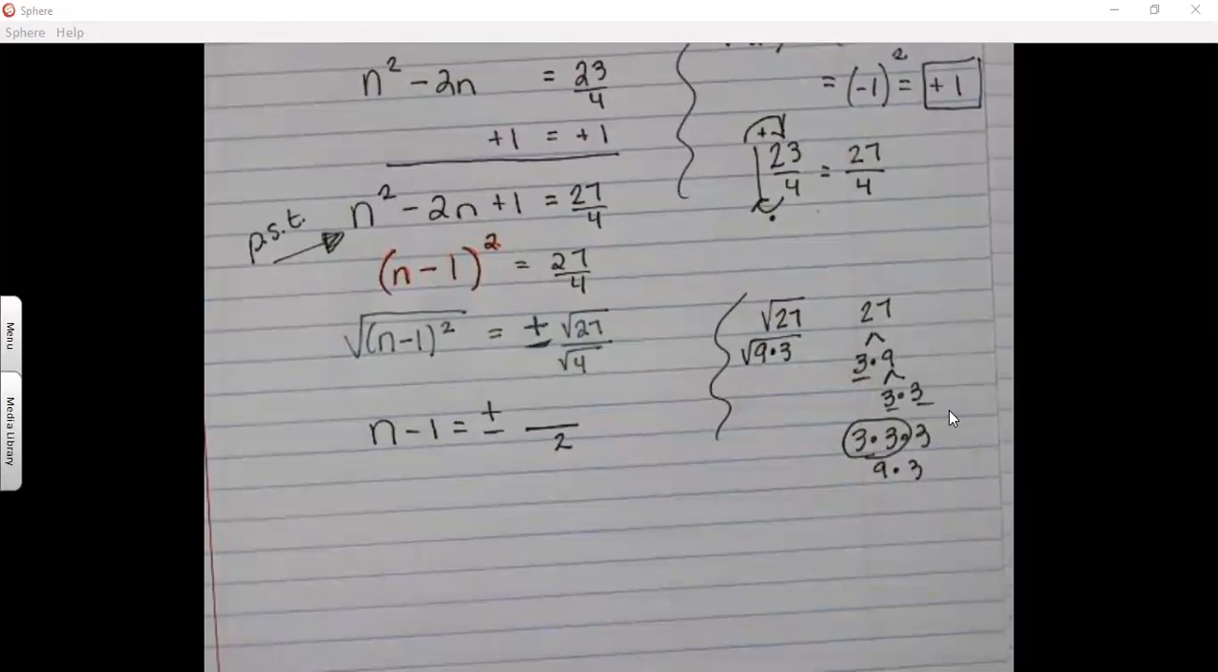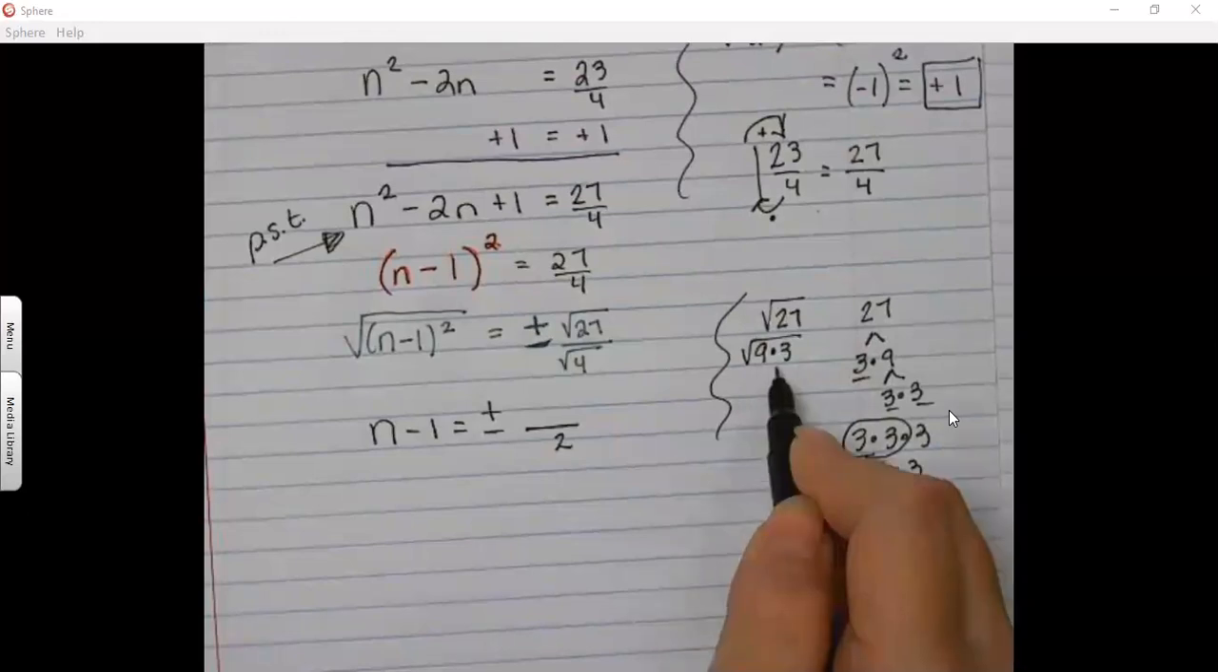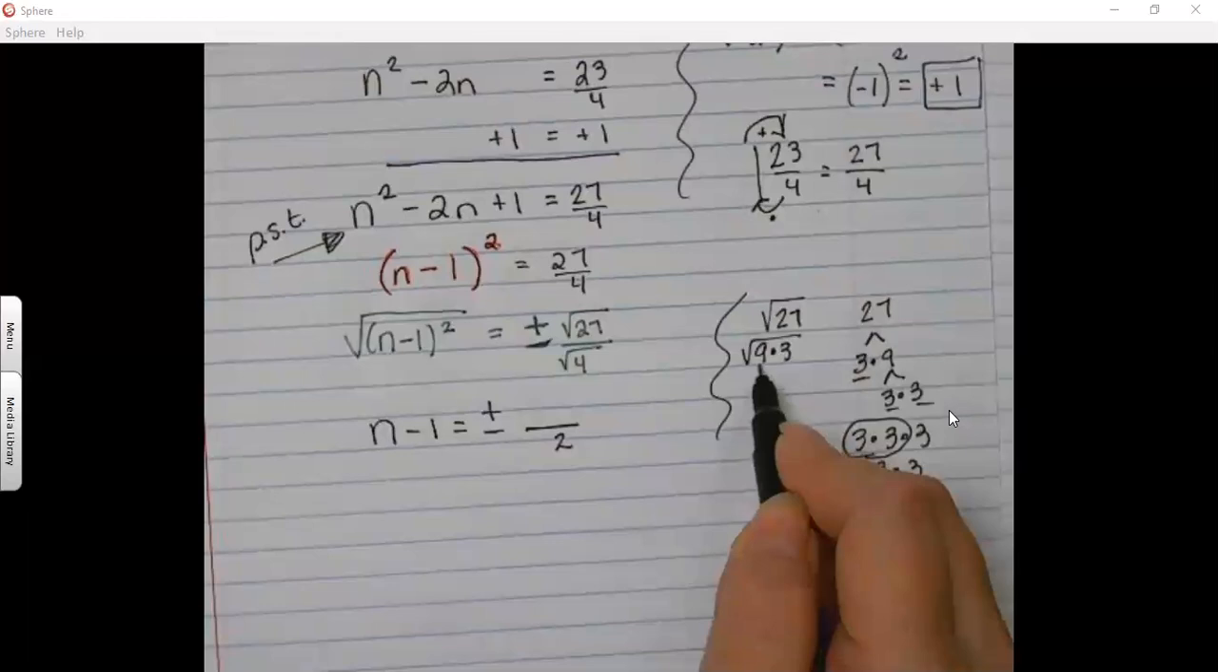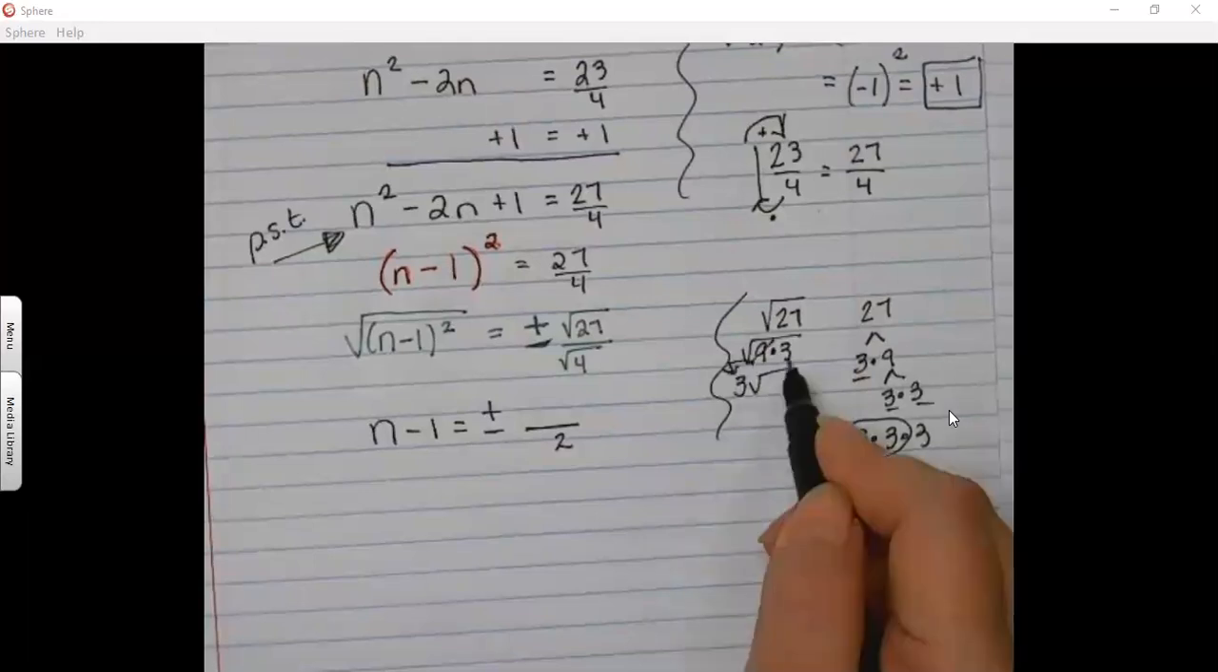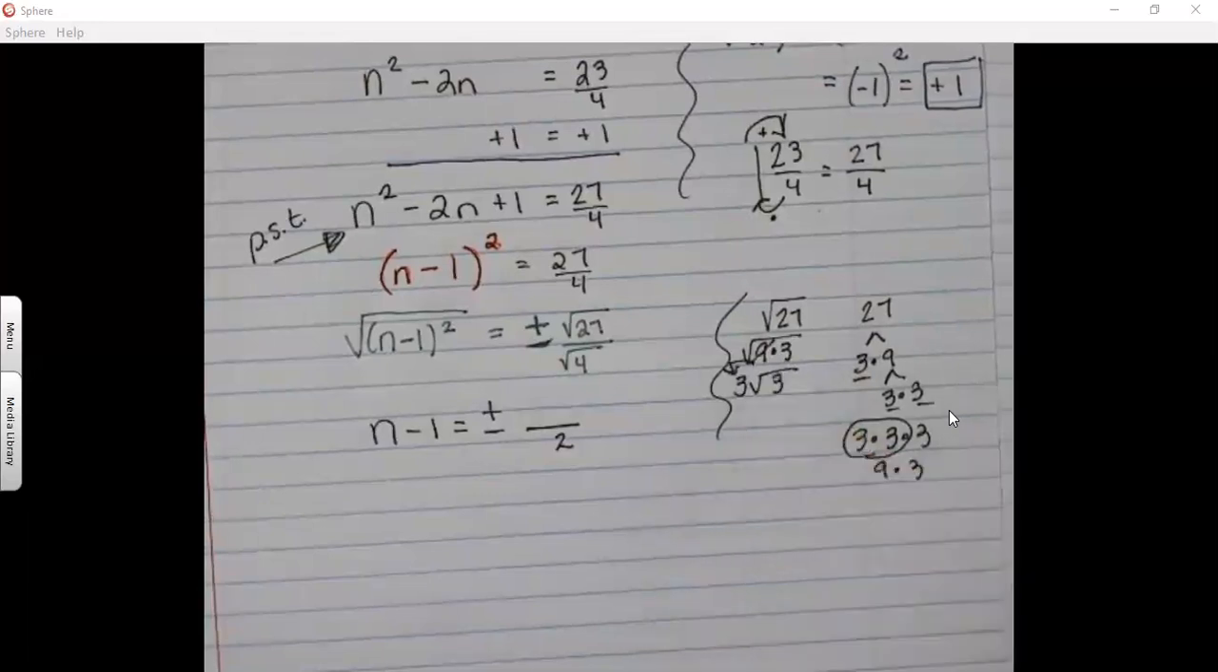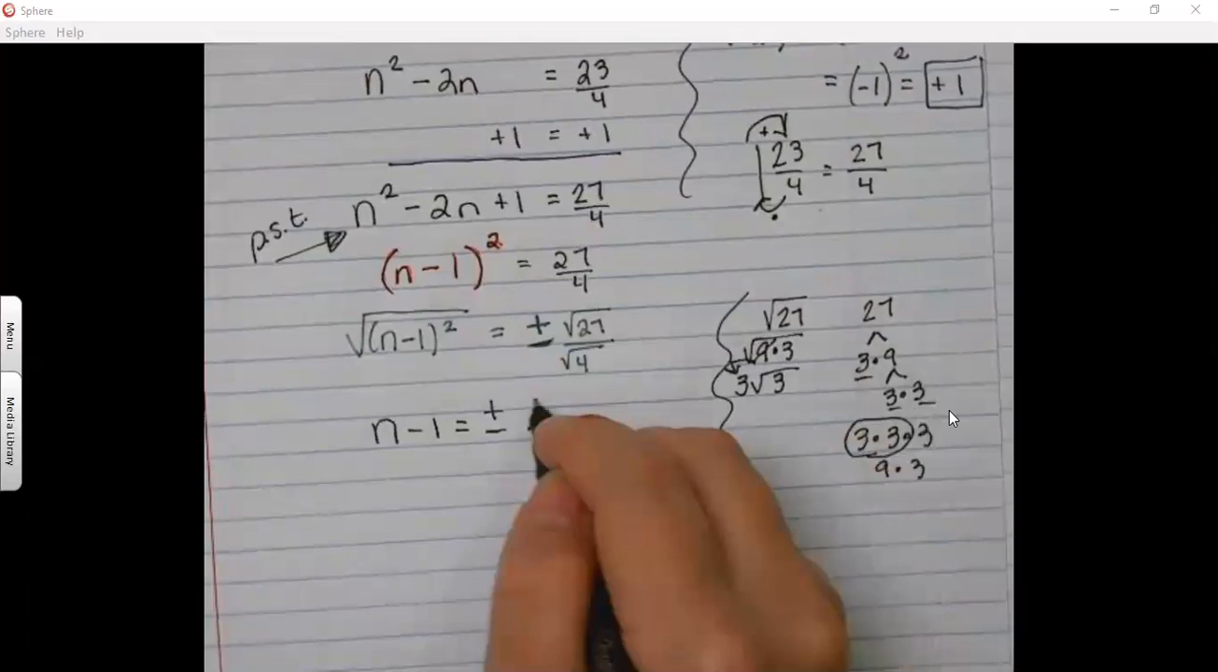So then anything that's a perfect square, we take the square root. What's the square root of 9? We put a 3 on the outside. That comes from the 9. What do we do with this other 3? It stays under the radical because we can't take the square root of it. We can if it's a decimal, but we're not doing decimals. So we're going to replace the square root of 27 with 3 square root of 3.